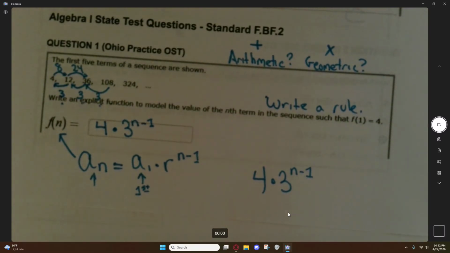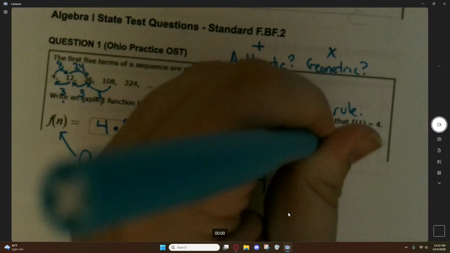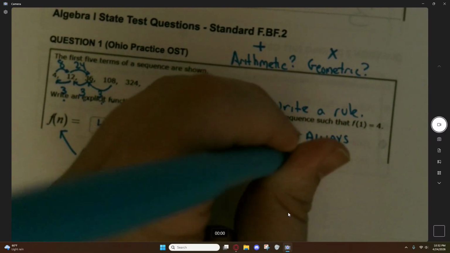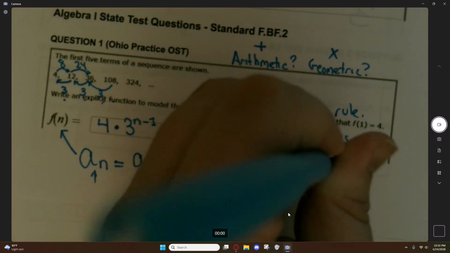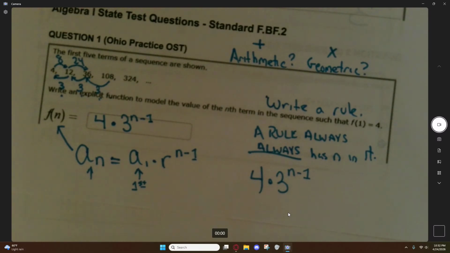Biggest thing to remember, a rule always has n in it. A rule always has n in it. Okay? Always.